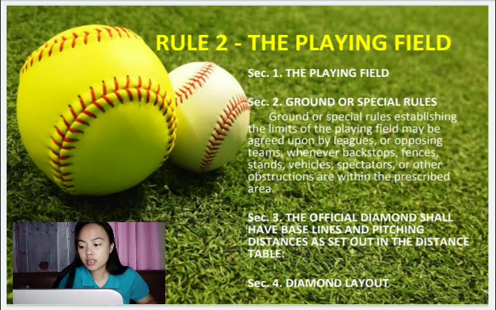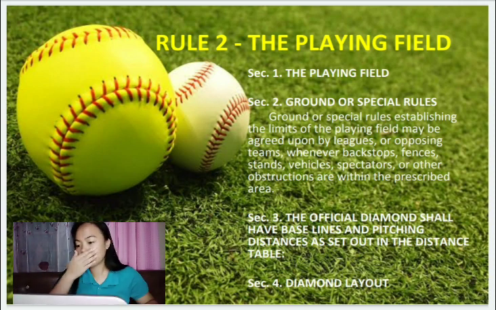Okay, next is the section 3. The official diamond shall have baseline and pitching distance as set out in the distance table. So note that if during the game the base distance or the pitching distance is found to be at the wrong distance, correct the error at the start of the next full inning and continue playing the game.